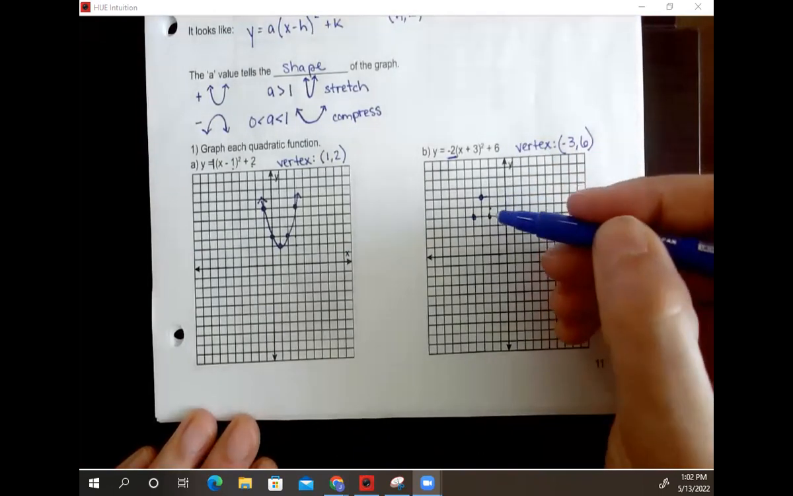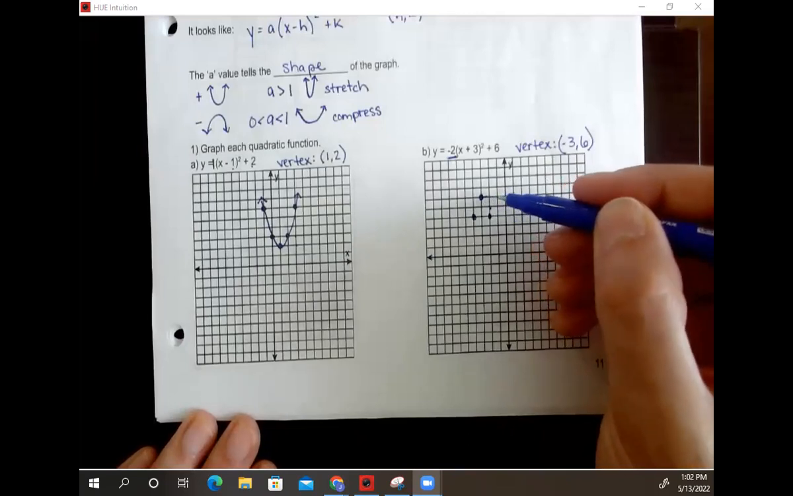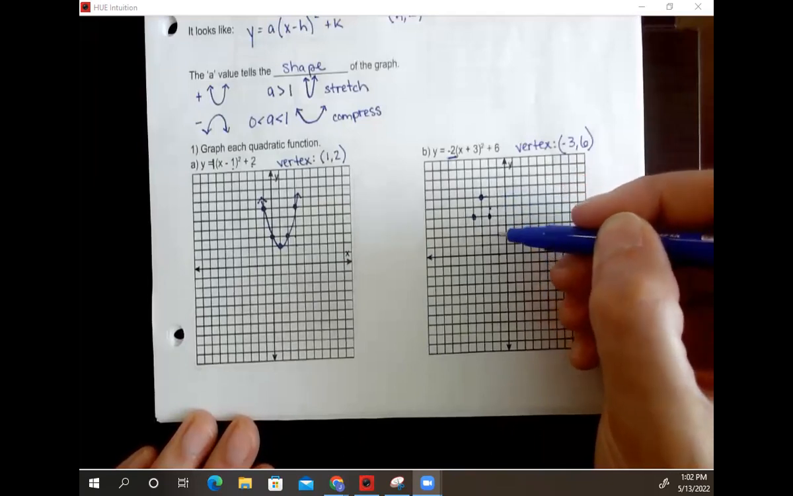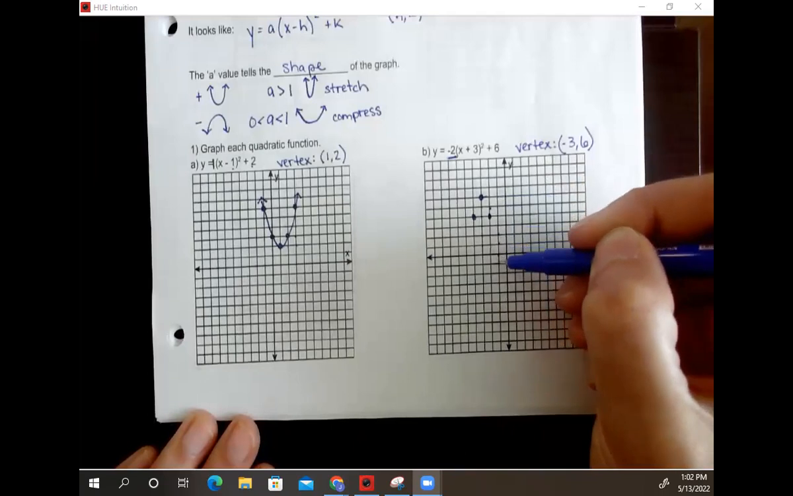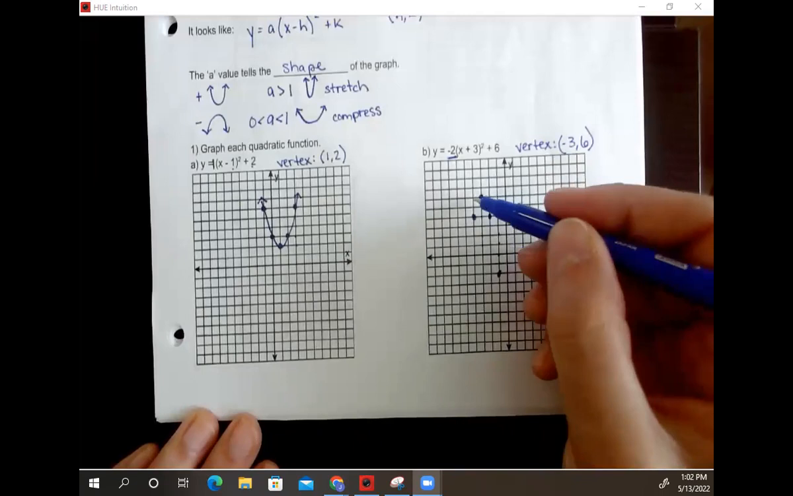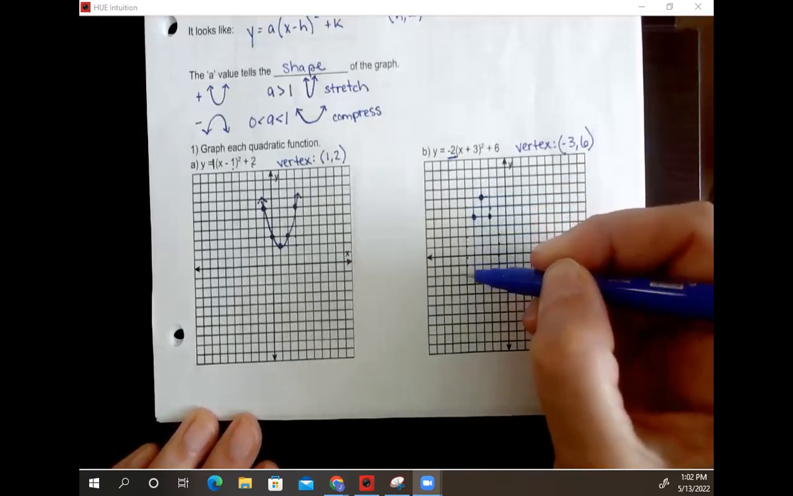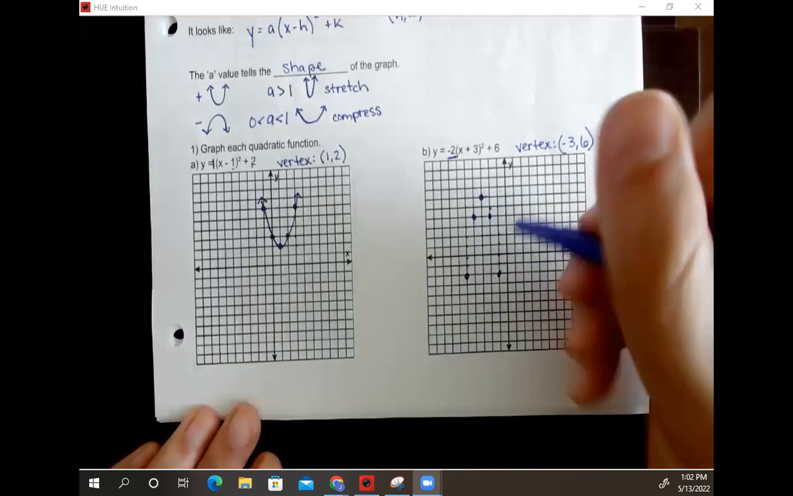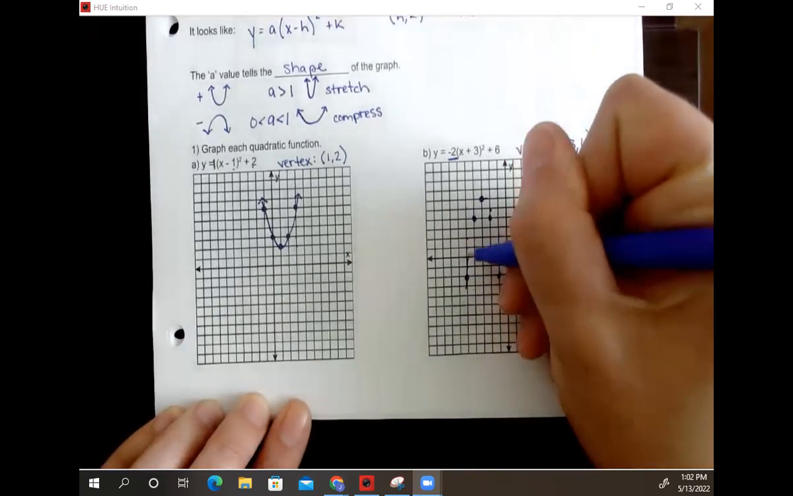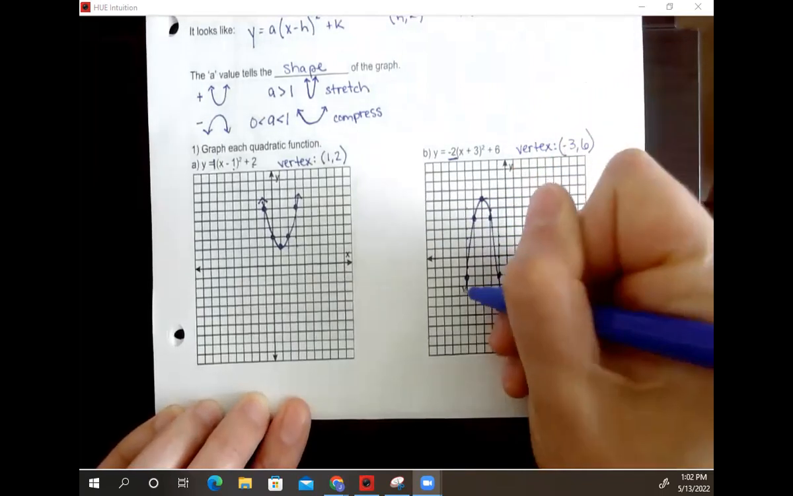For my next set of nice points, we count from the vertex always, out 2, and then normally I would go down 4, but we've got to double that to 8. So 1, 2, 3, 4, 5, 6, 7, 8. And then same thing on the other side, out 2, down 8. And then don't forget to connect your points and sketch in your parabola.